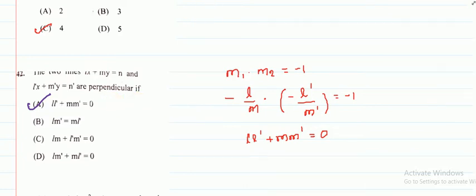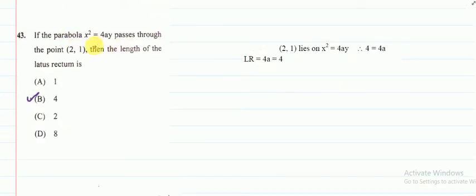Next question. Question number 43. If the parabola x square is equal to 4ay passes through the point (2, 1), then find the length of the latus rectum. The length of the latus rectum is 4a. Therefore, we only need the value of a. Since it is passing through the point (2, 1), we can substitute x is equal to 2 and y is equal to 1. Therefore, 4 is equal to 4a, meaning 4a is equal to 4. The length of the latus rectum is 4a itself. Therefore, the length of the latus rectum is 4.